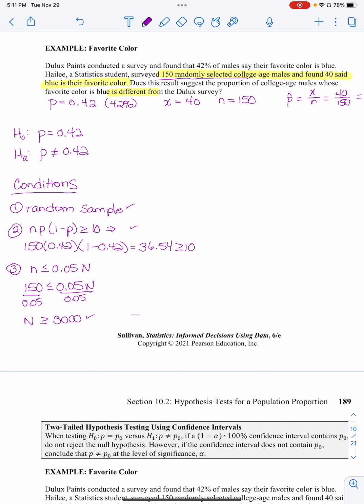That means that we can assume from here, so let's change colors, we can assume that we have a normal distribution. Let's go up to the top, actually. We can assume we have a normal distribution, or sampling distribution.